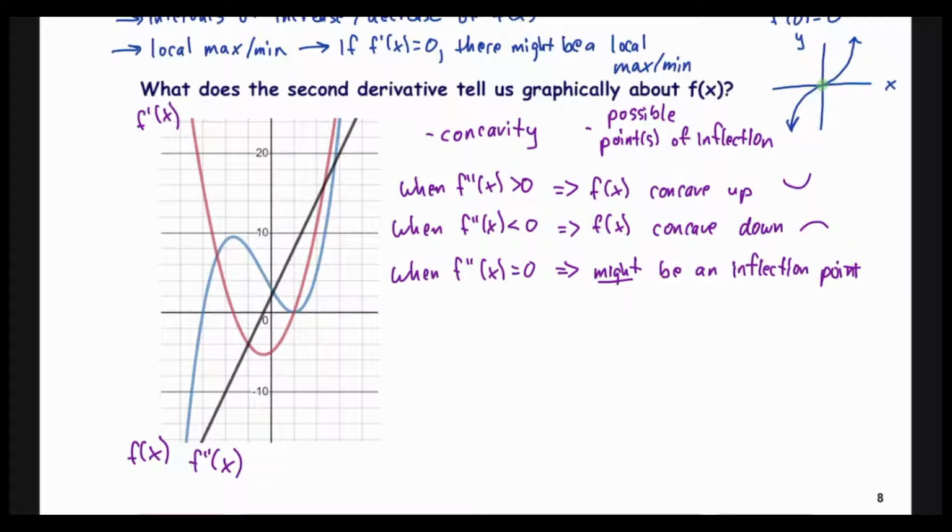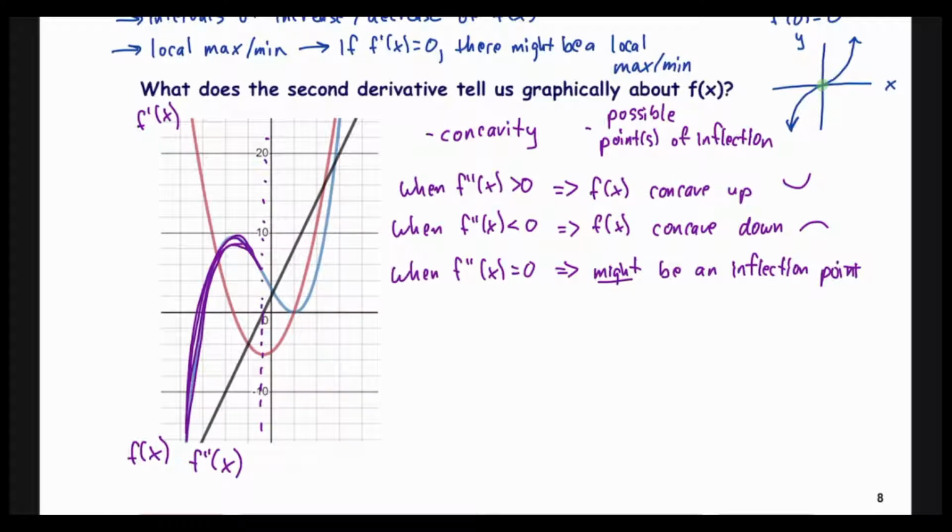So what do I notice about my second derivative? I notice that until this point right here, it has a negative value. What does it mean if my second derivative has a negative value? It means my function is concave down. And do we agree with that? Yeah, everywhere here on this function, it's curving downward.